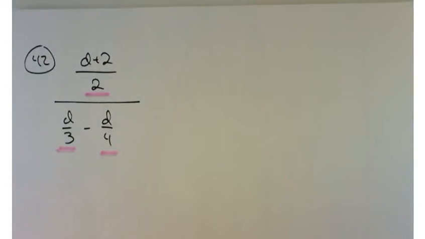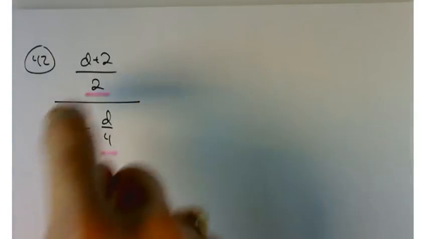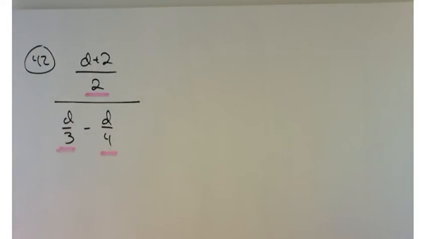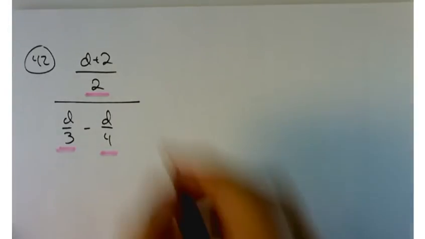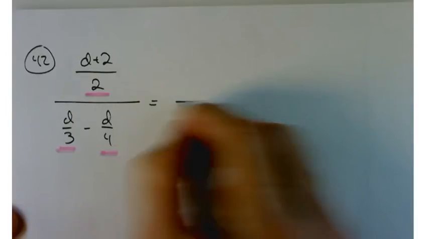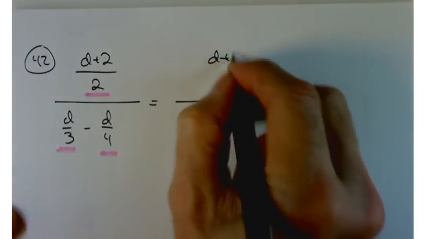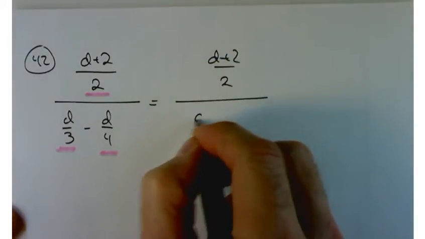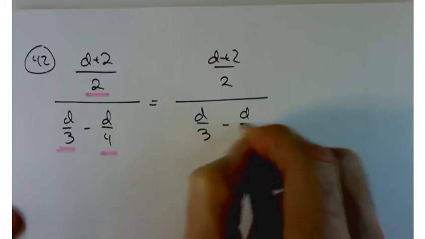Let's see if we can figure out the LCD for 2, 3, and 4. The LCD here is 12. If you said 24, it would work out okay, but you're going to end up doing more simplification when it's all said and done. Let me rewrite this. (D + 2)/2 over D/3 minus D/4.